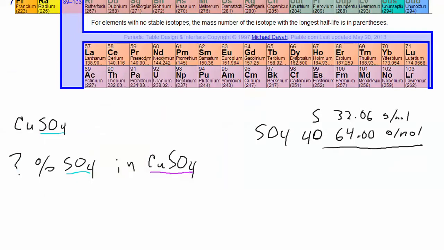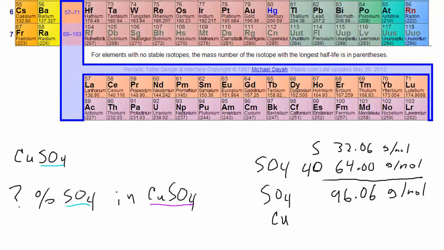I don't need the calculator for that, so I'm going to get rid of it. And I get 60, 69. So the sulfate, that's SO4, the sulfate's molar mass is 96.06 grams per mole, but there's one more thing in copper sulfate, and that's copper.